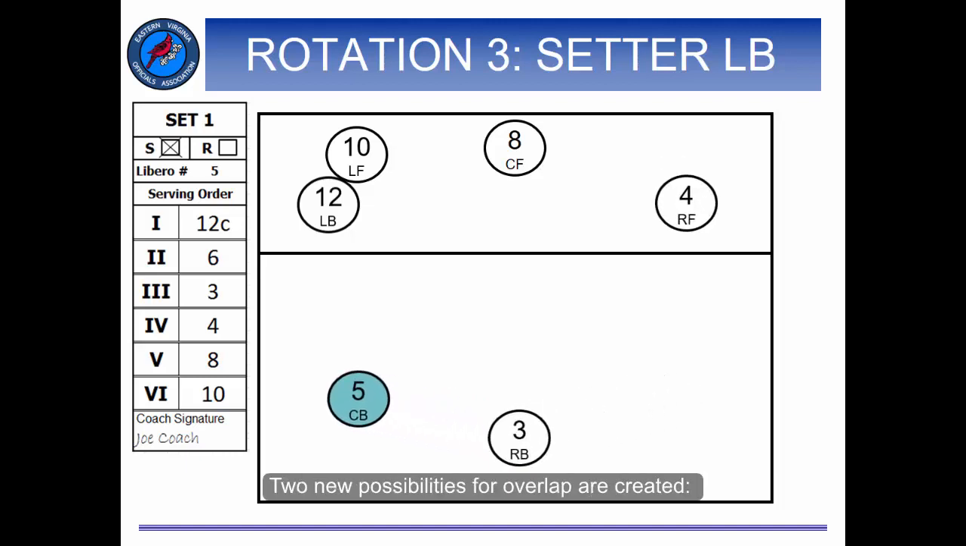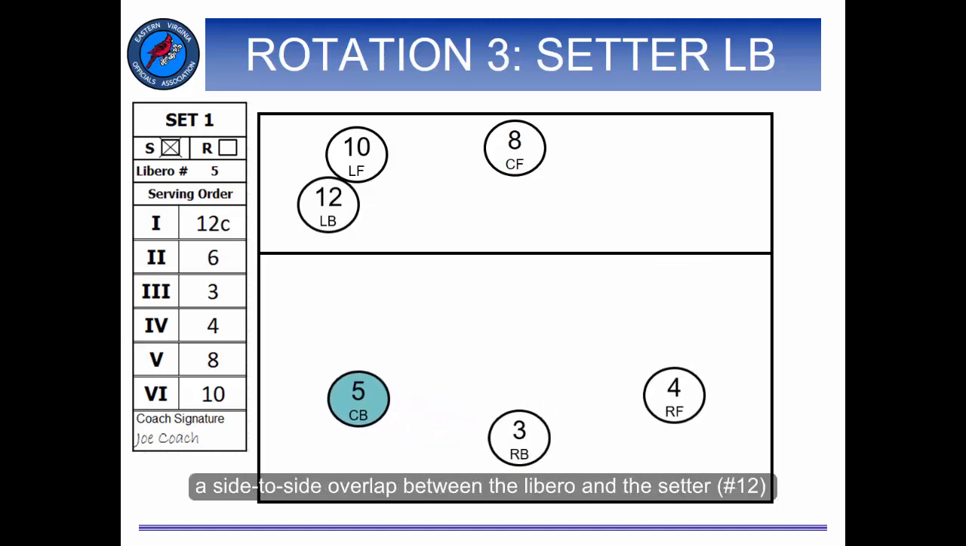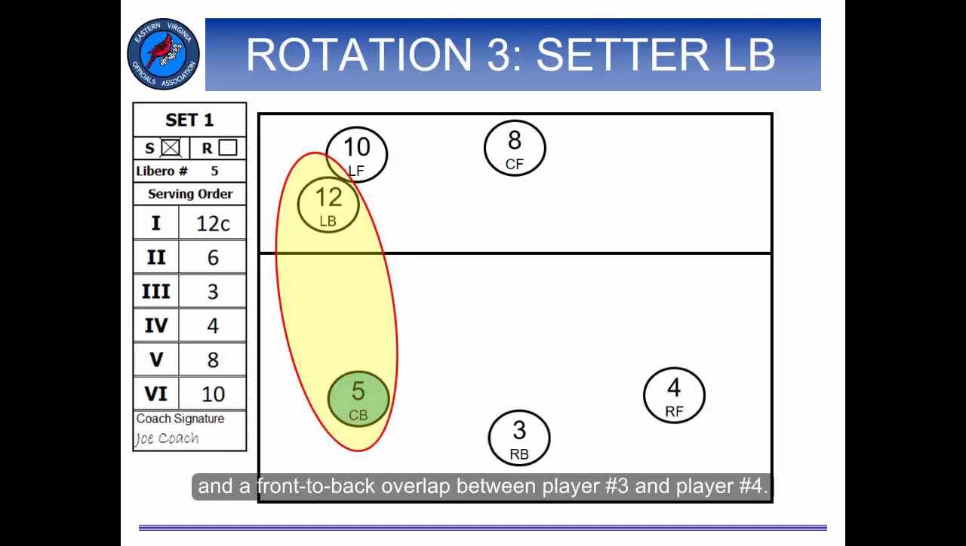Two new possibilities for overlap are created. A side-to-side overlap between the libero and the setter, and a front-to-back overlap between player number 3 and player number 4.